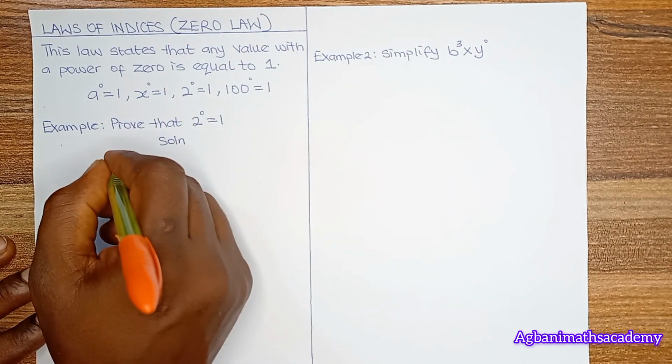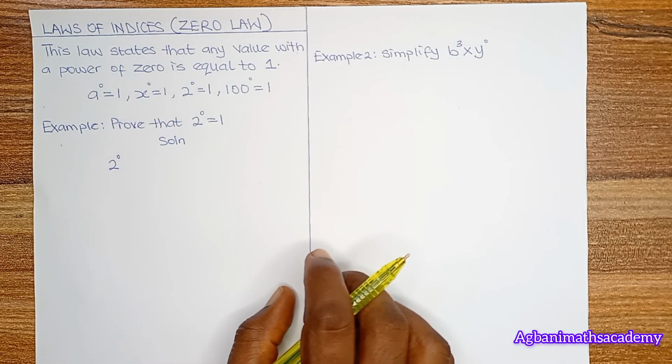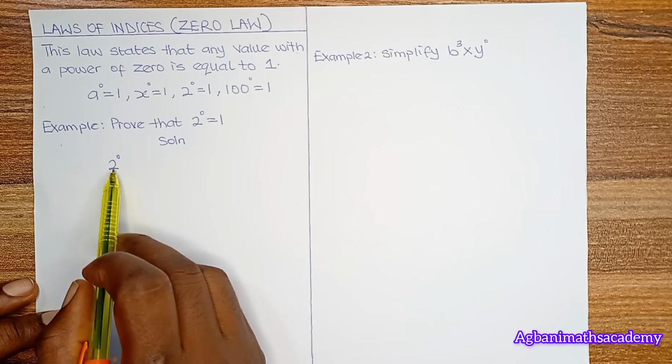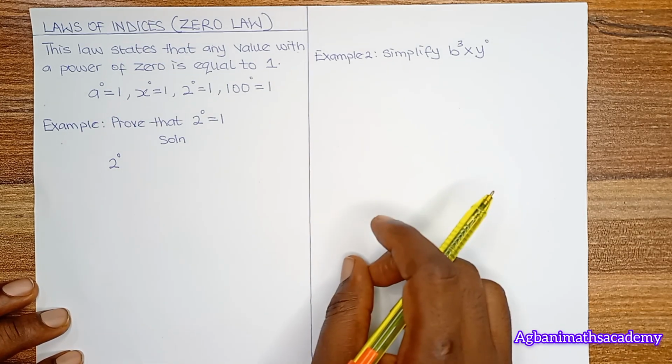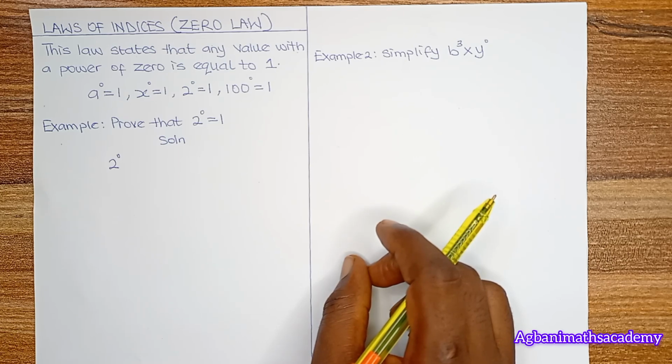So 2 to the power of 0. Now, looking at 2 to the power of 0, I'd like us to look at this 0 on top. How can we get 0? If we say 1 minus 1, what will it give us? It's going to give us 0, correct? What about if we say 10 minus 10? It's also going to give us 0. If we say 5 minus 5, that will also give us 0. So let's say 2 minus 2.